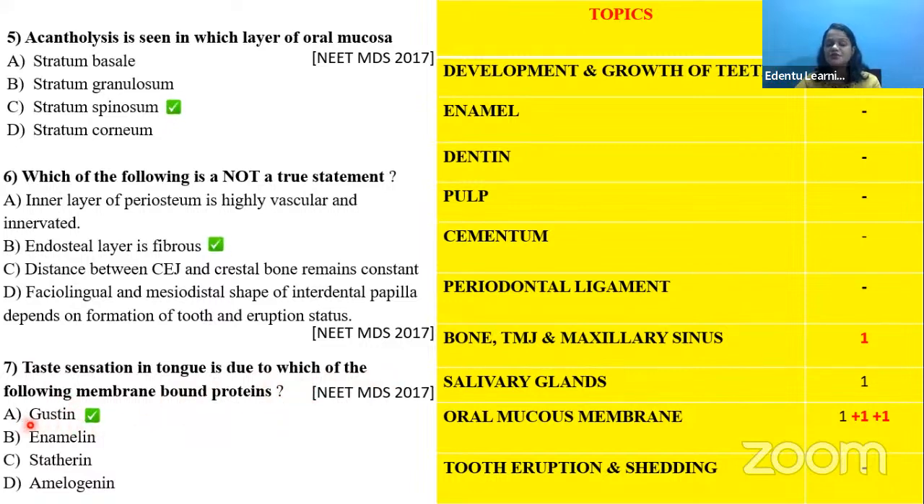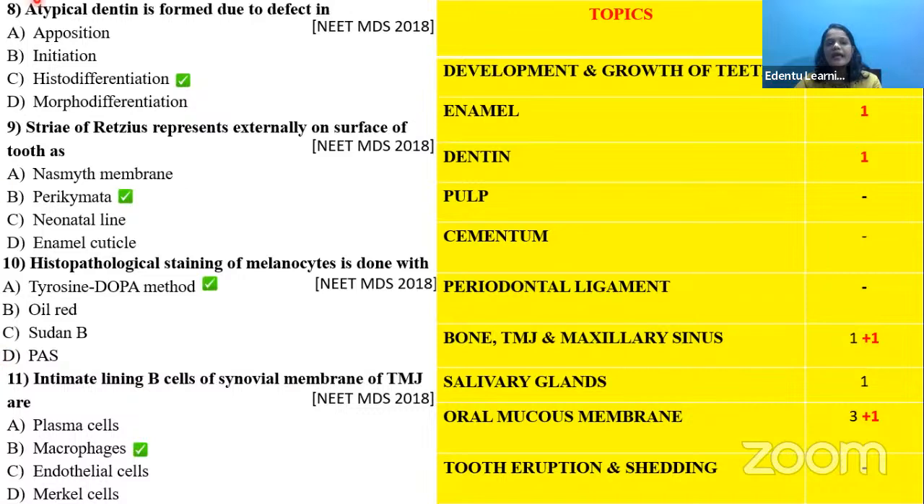It is mainly due to the presence of gustin. It is again an oral mucous membrane question. Next, the atypical dentine is formed due to defect in histodifferentiation. It belongs to the dentine chapter.